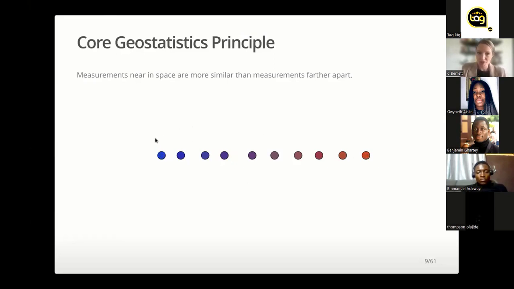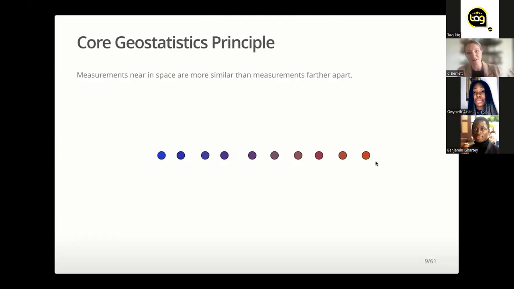And one of the core geostatistics principles is that measurements that are close to one another in space are more similar. So these first 2 circles are close in space, and they're more similar, more blue, more the same color than measurements that are farther apart. So the farther away we get from that first blue point, the more dissimilar we get from that blue point. So it gets red. And this is what drives geostatistics modeling and all of the approaches that we take.